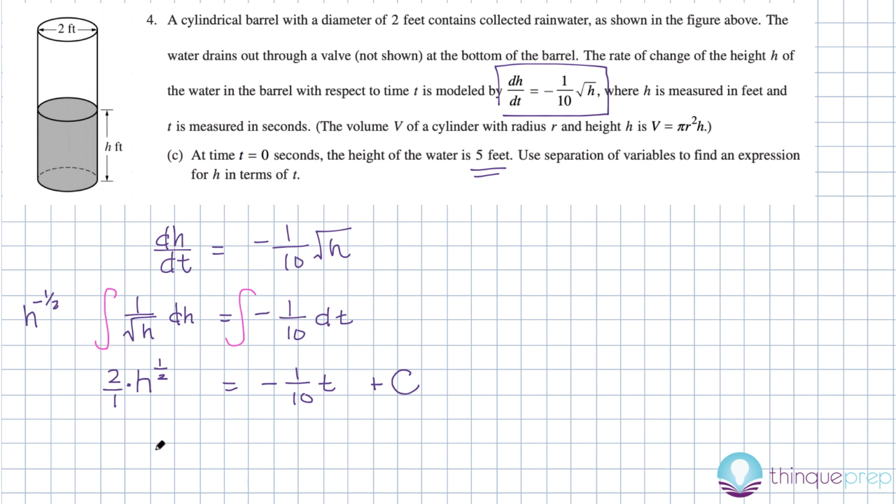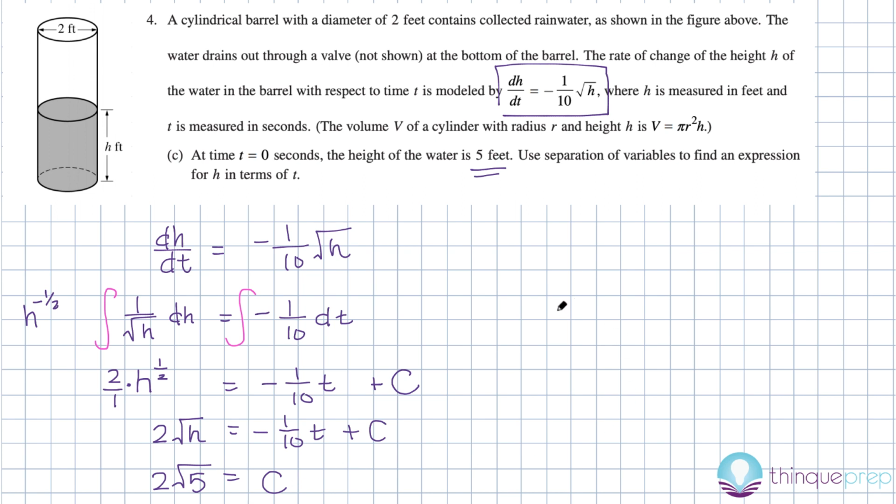Okay, so now let's simplify this so it's a little bit easier to look at. This is 2 root h is equal to negative 1/10 t plus c. How the heck do we find the value of c? Well, we have this point here. When t is equal to 0, h is equal to 5. So let's plug that in. 2 root 5 is equal to negative 1/10 times 0, which is 0. So this is my c value right there.